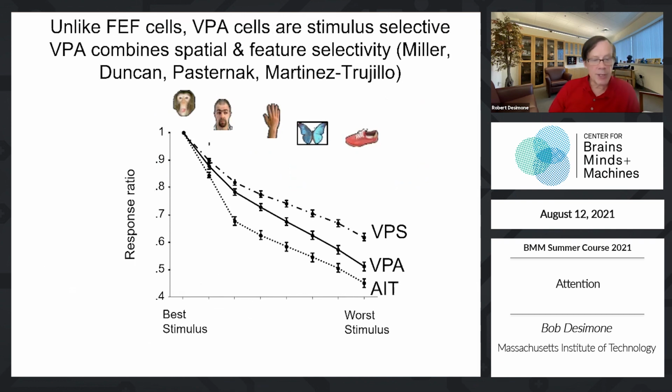Now, in addition to having receptive fields, VPA also shows object selectivity. The frontal eye fields don't. The frontal eye fields don't care what the stimulus is. They only care if you're going to move your eyes there. But if you look at anterior IT cortex, you can just order responses from the best stimulus to the worst stimulus for every cell. You see this fall off in response, showing selectivity. In VPA, it's not too bad. It's not quite as good as IT cortex, but the cells are pretty selective. And VPS is just another control area. So the cells combine spatial information with receptive fields and object information as well.